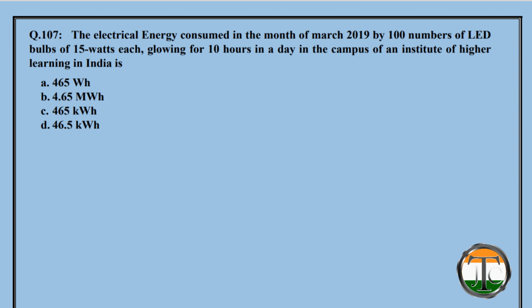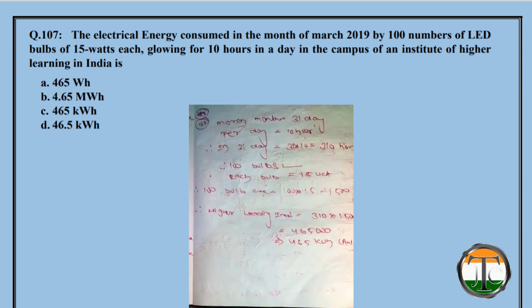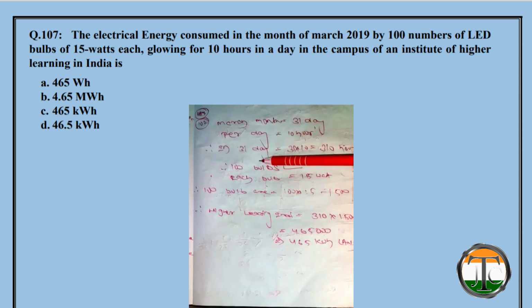46.5 kilowatt hour. So here the question says to find the total amount of power consumed in the month of March. First of all, we know March has 31 days, and per day we use 10 hours. So in 31 days we use 31 into 10 is equal to 310 hours. In total in the March month we used 310 hours. Then how many bulbs or loads? 100 bulbs.